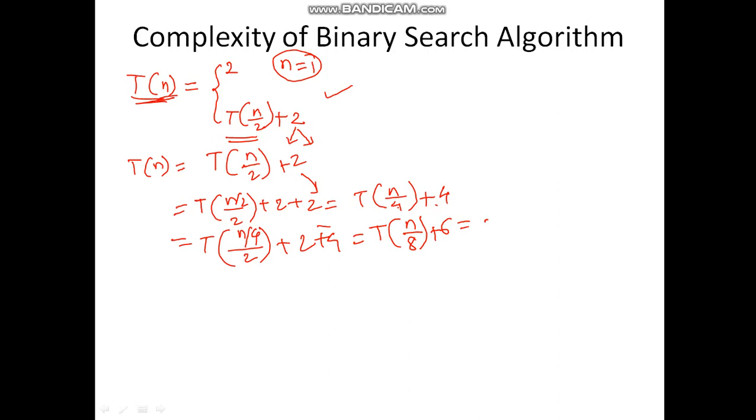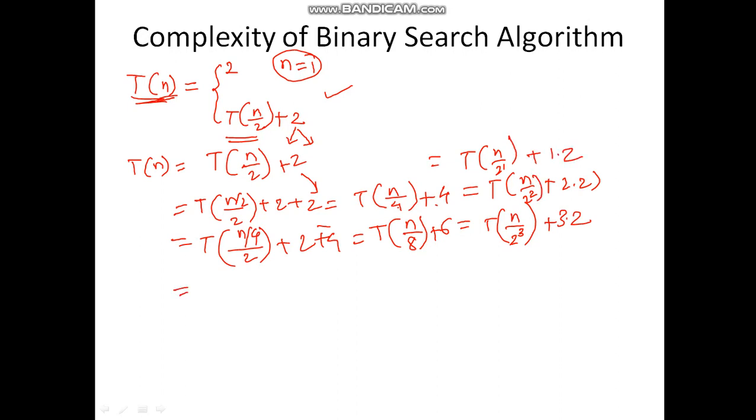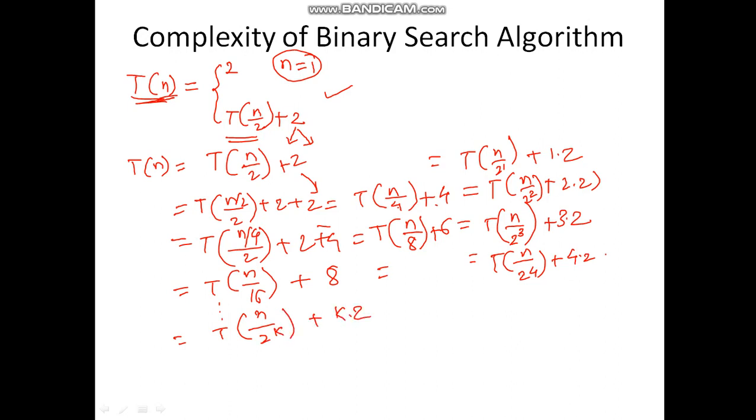I can rewrite this as T of n divided by 2 raised to 3 plus 3 into 2, whereas this one can be rewritten as T of n divided by 2 raised to 2 plus 2 into 2. Again, further this can be rewritten as T of n divided by 2 raised to 1 plus 1 into 2. If I do it one more time, what I will get is T of n by 16 plus 8, that is T of n by 2 raised to 4 plus 4 into 2. Similarly, if I do it for k times, what I get is T of n divided by 2 raised to k plus k into 2.